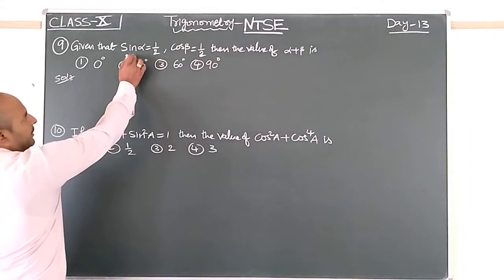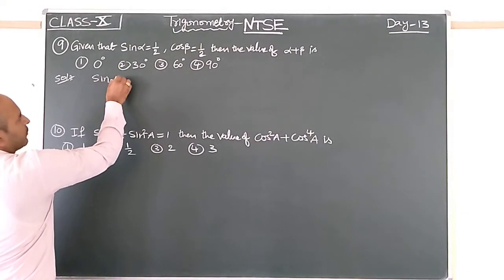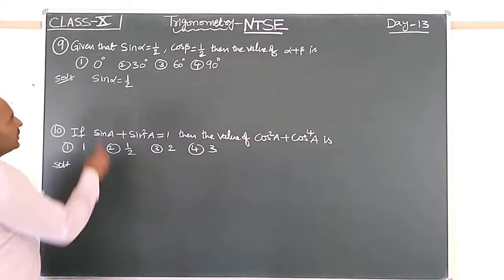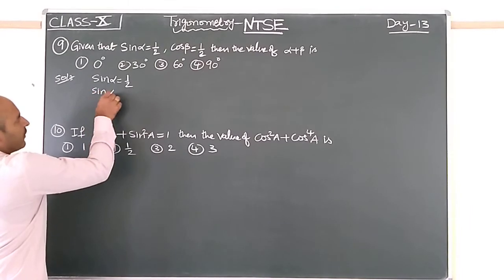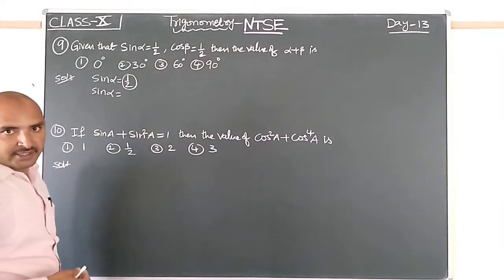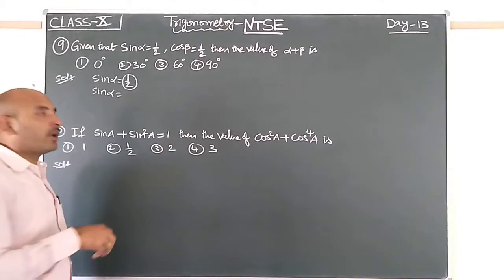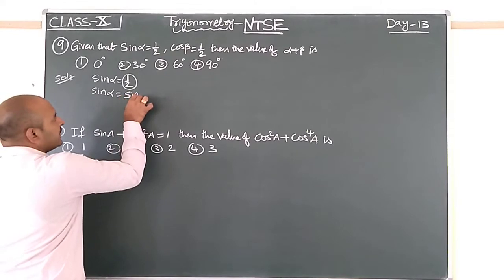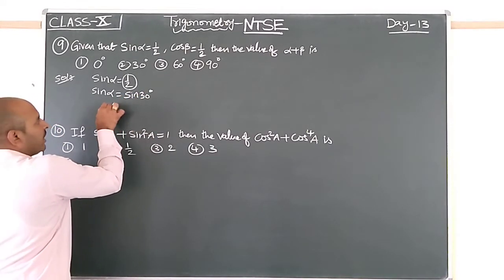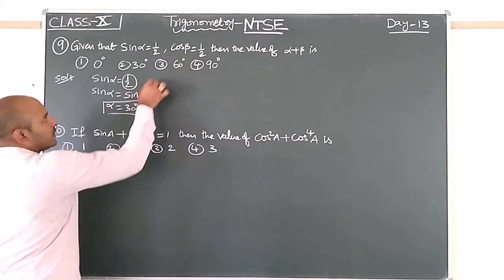So now, I am taking the given conditions. Sin alpha is equal to 1 by 2. How can you write this in terms of sin trigonometric values? Sin 30 degrees is 1 by 2. So now both sides sin cancel. You will get alpha is equal to 30 degrees.